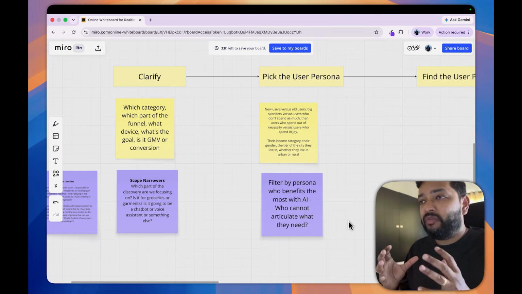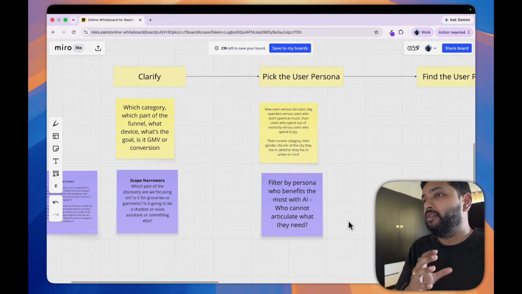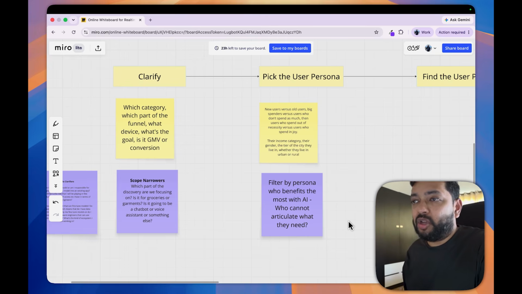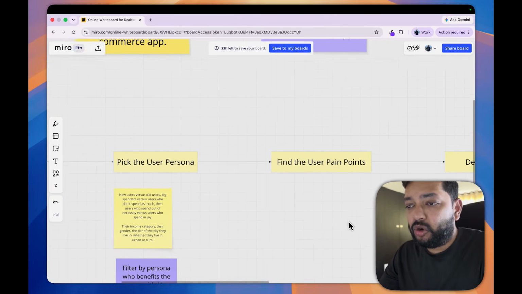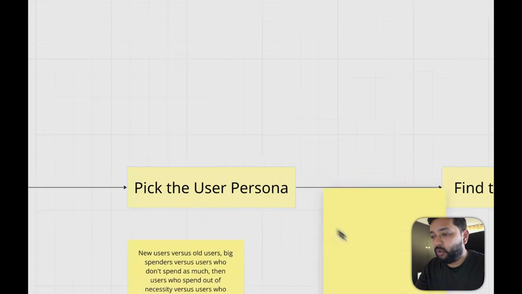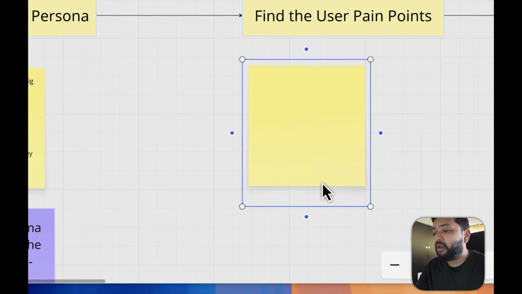Now, once we've understood that there is a change in the clarification questions and then a change in the user persona, let's move to what happens in the pain points. I'm just going to pull another yellow one here, and I'm just going to talk about the pain points.